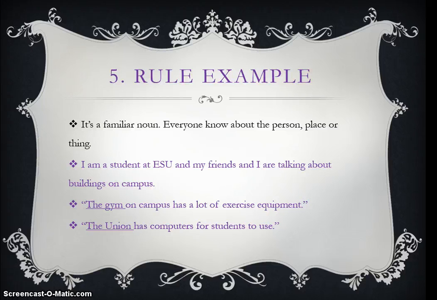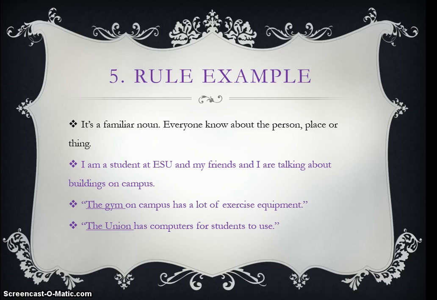Let's look at examples for rule number 5. It's a familiar noun and everyone knows about the person, place, or thing. For example, I am a student at ESU and my friends and I are talking about buildings on campus. So everyone knows, all students at ESU know about buildings on campus. So let's say I'm talking about a specific building on campus, the gym. I might say the gym on campus has a lot of exercise equipment.